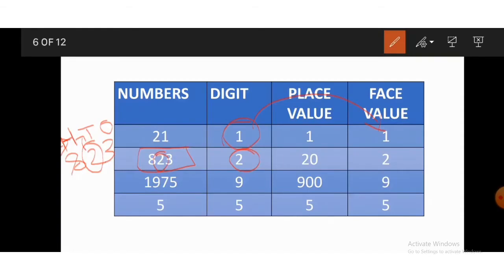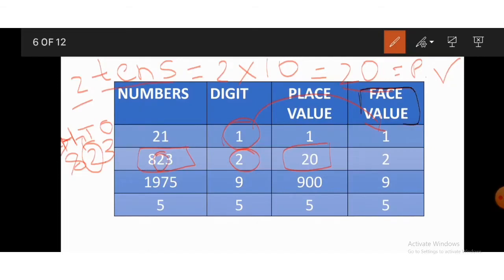Now what will the place value of 2 be? Place value of 2 will be 2 tens, which is equals to how much, children? 2 into 10. 2 tens are 20, right? So the place value will be 20. The place value of 2 in tens place is 20. Again, they are asking you to write the face value as well. What is the digit given here? 2. So simply we write the same digit in face values.